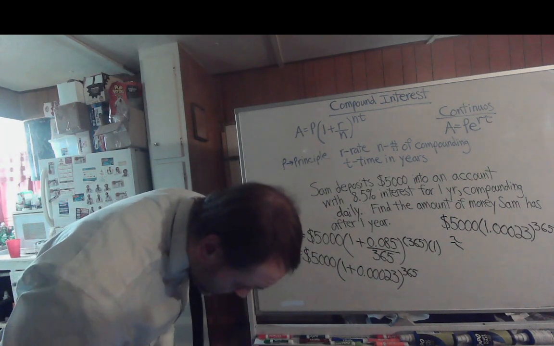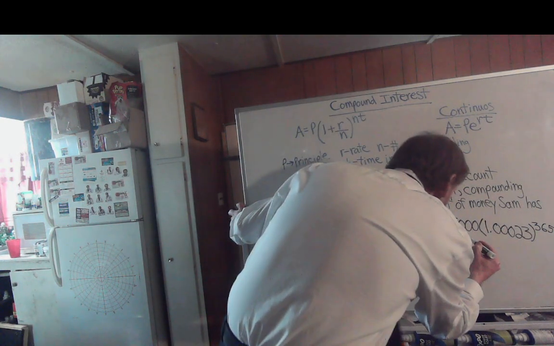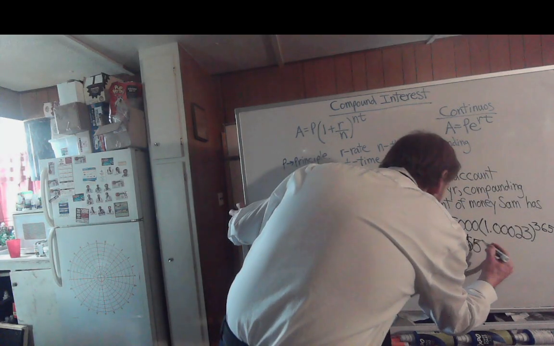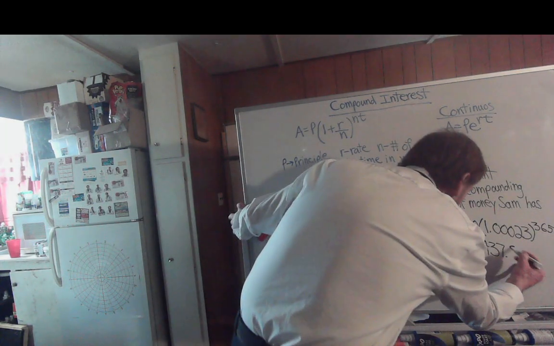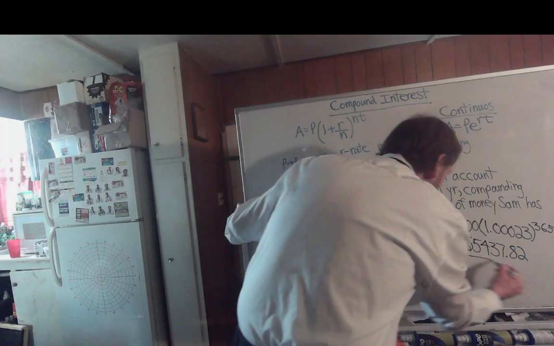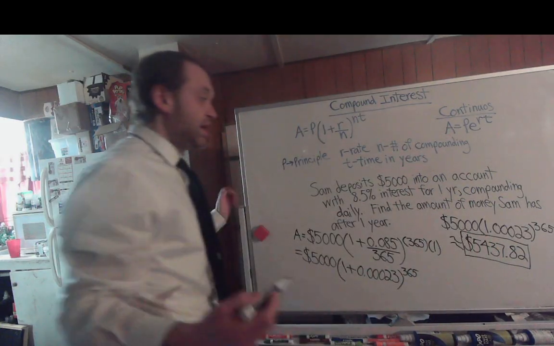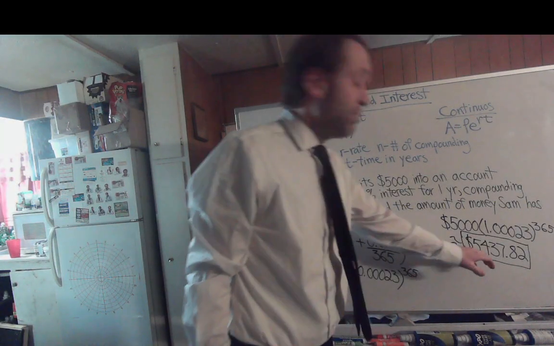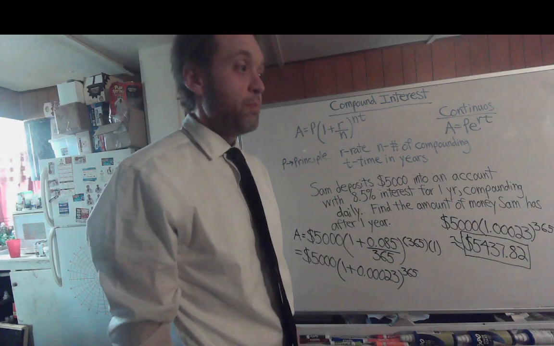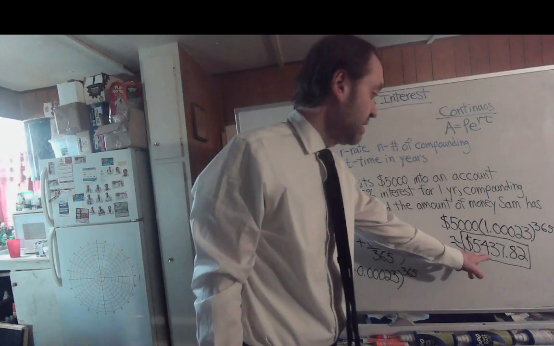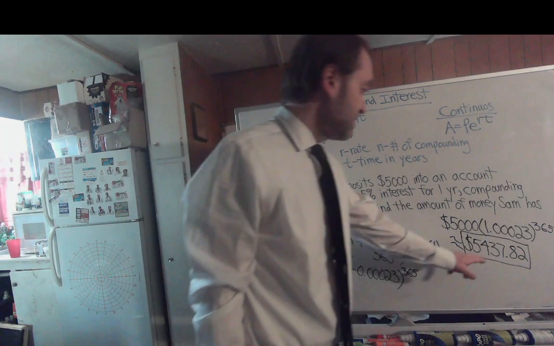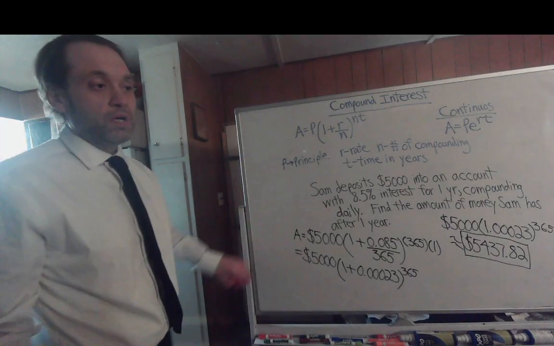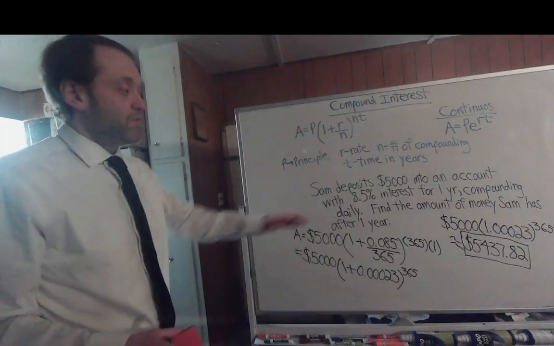So actually, we're making less. $5,437.82. Sometimes this goes to show that the number of compoundings does not always increase it. So actually, you would make less than if it were compounded weekly. $5,437 and then 82 cents is what he would have after 1 year if it were compounded daily.